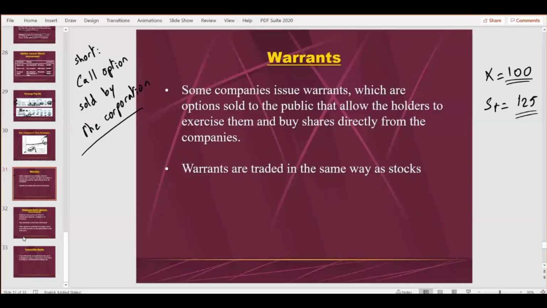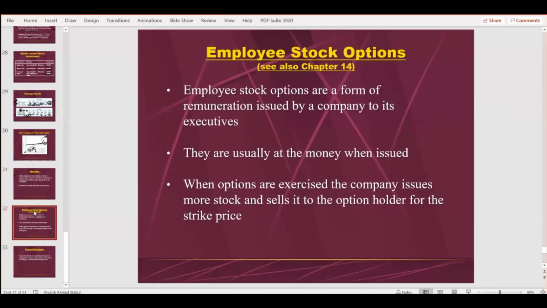And warrants are mainly traded in the same way as stocks. Now, another type, employee stock options. So employee stock options are mainly granted to top executives in corporations, mainly in order to have an alignment between the interests of the owners of the company and the executives of the company.